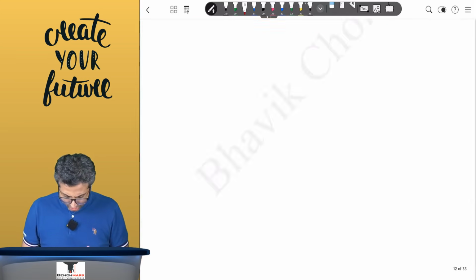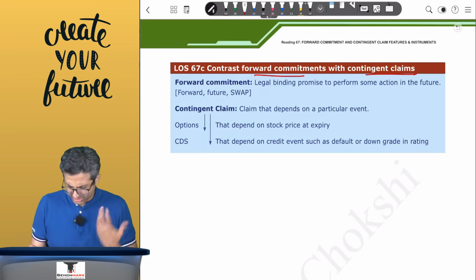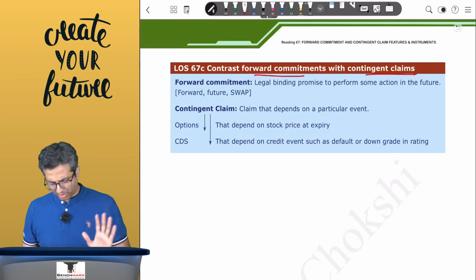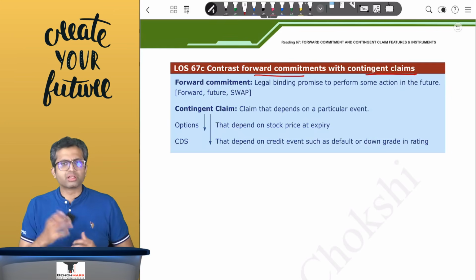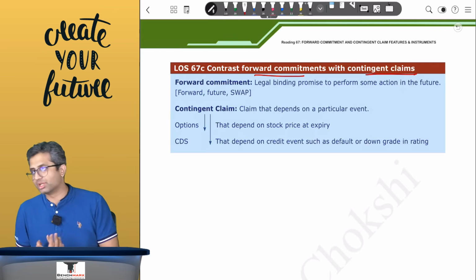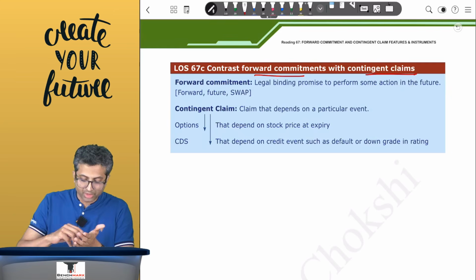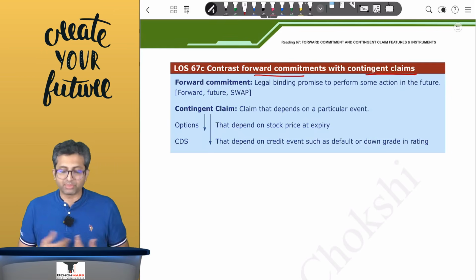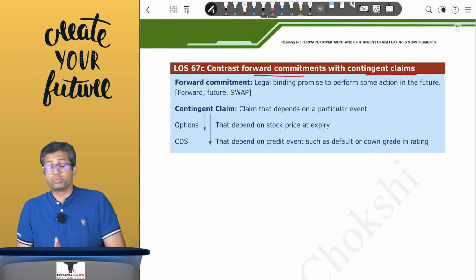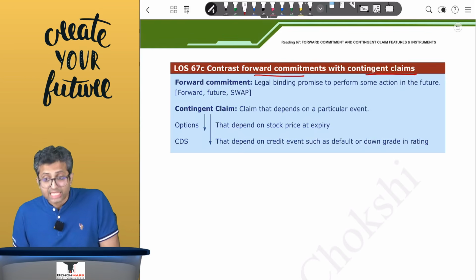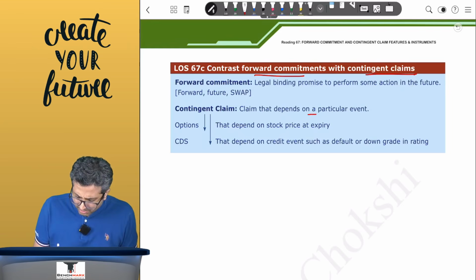Okay, then there are two other concepts: forward commitments and contingent claims. Forward commitments are legally binding to perform some action. It's a commitment, whether there's a gain or loss, that a particular action has to be taken. However, when you look at a contingent claim, like an option, for example, or a swap, for example a credit default swap, this will be exercised only if a particular event happens. For example, if the price goes above 80, only then will the call option be exercised, or if the price goes below 50, only then will the put option be exercised, or if there's a default by the issuer, only then will the credit default swap be exercised. And hence these are contingent claims that depend on a particular event.